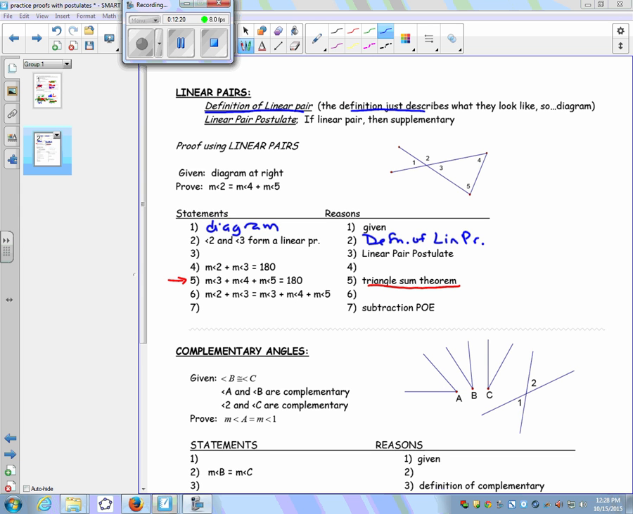Okay, then, since 2 and 3 form a linear pair, we can use the linear pair postulate, which states they're supplementary. So you actually have to have the word supplementary. Angle 2 and angle 3 are supplementary. Then you can say measure of angle 2 plus measure of angle 3 equals 180. By what reason? Good, definition of supplementary.